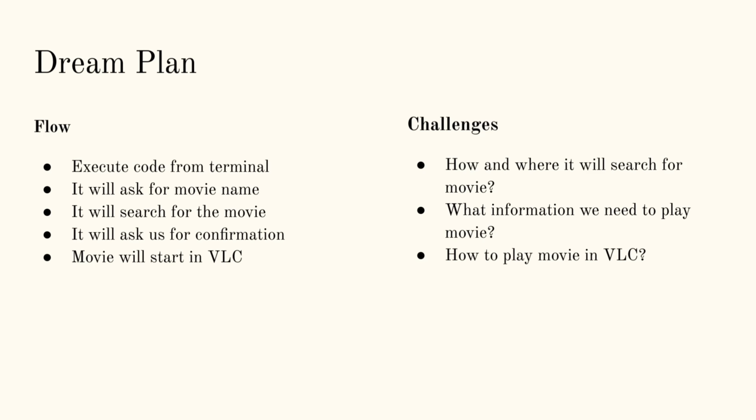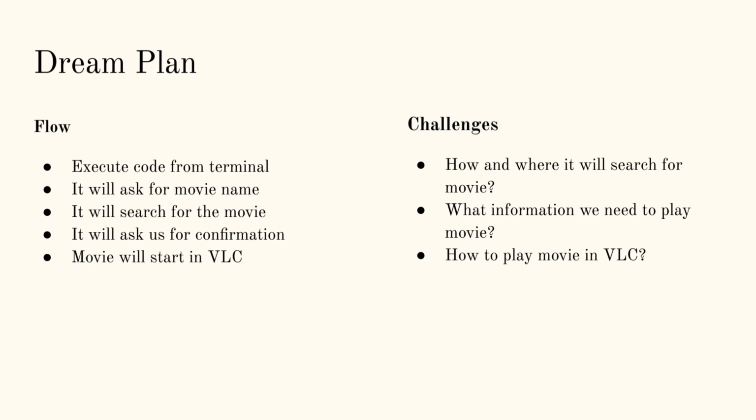So let's get started. Okay, so this is the plan on which we are going to build our project. Let us break it down. Let's talk about the flow first. We will be coding and running this script in our terminal, and it will ask for a movie name and we will enter it. Then it will start searching for the movie and ask us for confirmation whether we want to stream this movie or we have made some mistake. If we say yes, we are sure that we want to watch this movie, it will start playing it in VLC. It seems like a very easy plan, a very easy project, and it will hardly take 100 lines of code, I guess.